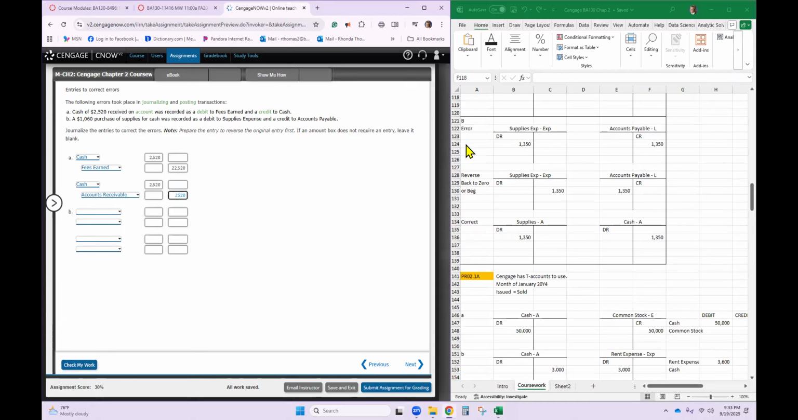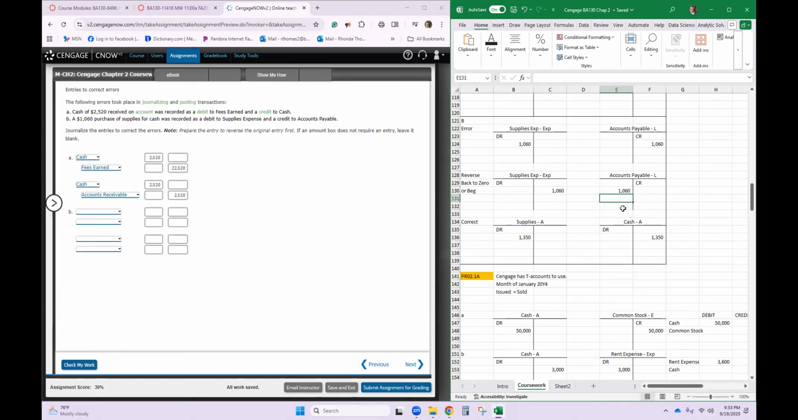Okay, the next error that we have, a purchase of supplies for cash was recorded of $1,060. So they put a debit to supplies expense, $1,060. So we're recreating the error so you can see it. So what should have happened? We should have increased the supply asset account and caused cash to go down. So they didn't use cash at all. And so both of these are wrong. So we're going to reverse it.